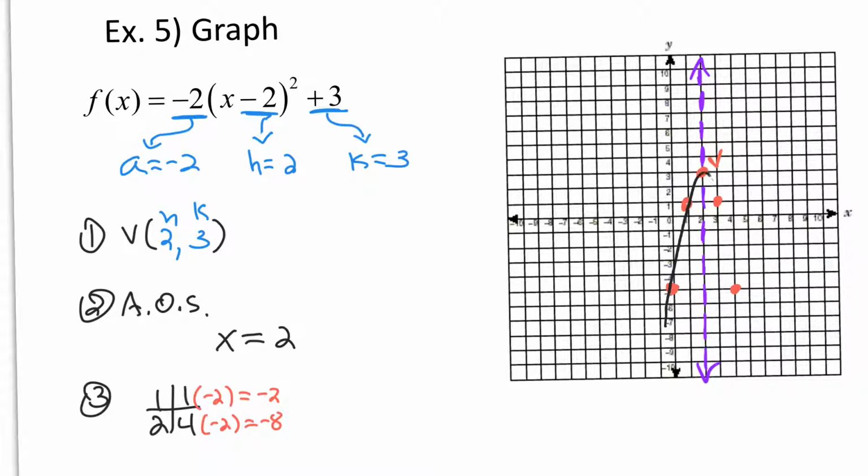So it is going down. Notice it's skinnier. I know you guys can notice this just by looking at the graph, but it is skinnier than the parent function. And it is a reflection across the x-axis because it's going down.